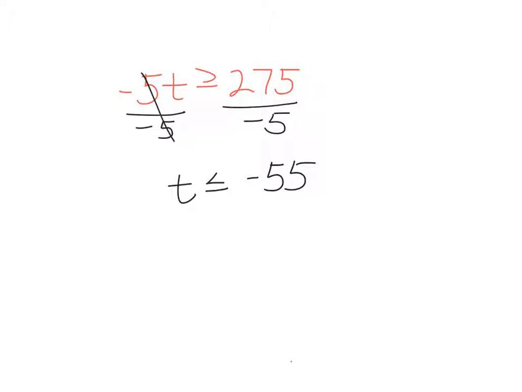So when we go to graph this, we will have our number line with negative 55 on it, and we will put a closed circle this time because of the line underneath the inequality symbol, because it can be equal to negative 55. And then we will shade, this time, everything to the left.